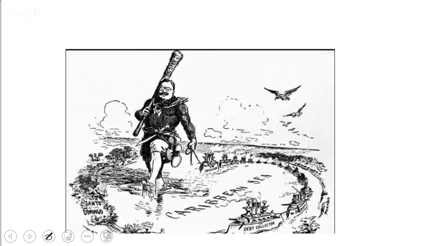If you don't remember, let's just try to see this one. All right, this is Roosevelt's big stick. You can see here the Caribbean Sea, and you can see exactly that the United States wanted to control and police both North and South America.